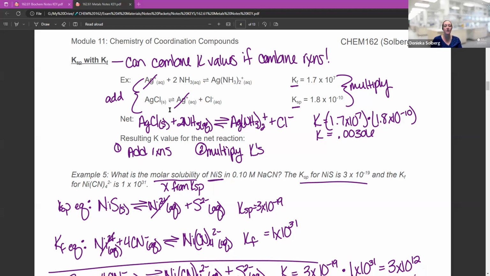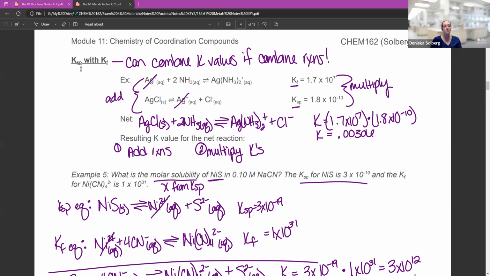If I want to add these equations together, I need to cancel out anything that is on the left side and also on the right side, so a reactant and a product. In this case, the silver ion is the only thing that is that. Then I combine the equation. So I've got AgCl solid and two ammonias make this Ag ammonia complex and a chloride ion. When I do that, I multiply the K, so the K value for this equation is 0.00306.